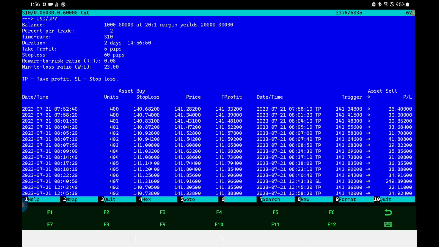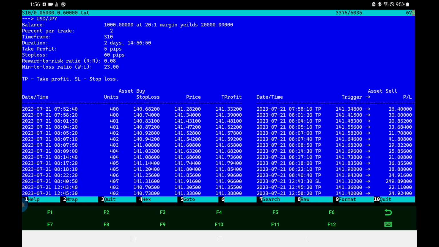And as you can see, when you double your losses, they hurt. This is a projected $249 leveraged loss. That's painful. But nonetheless, you're looking at a 23-to-1 win to loss ratio.